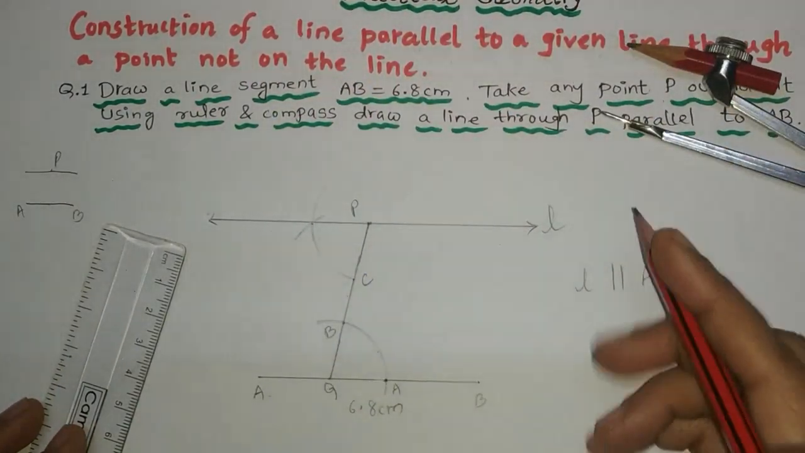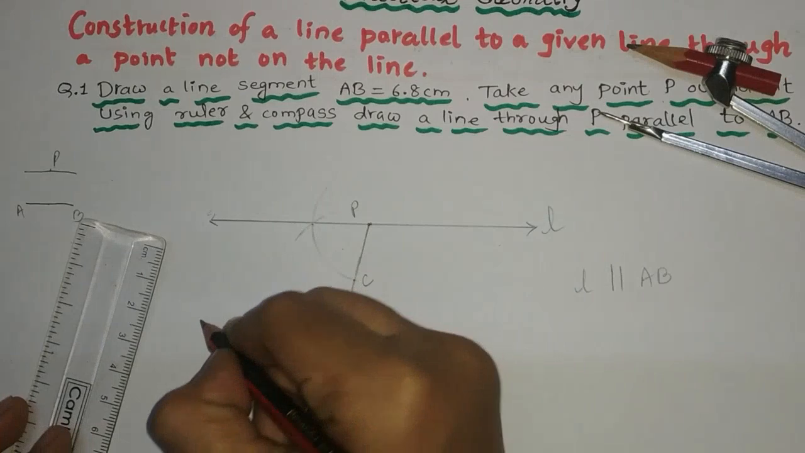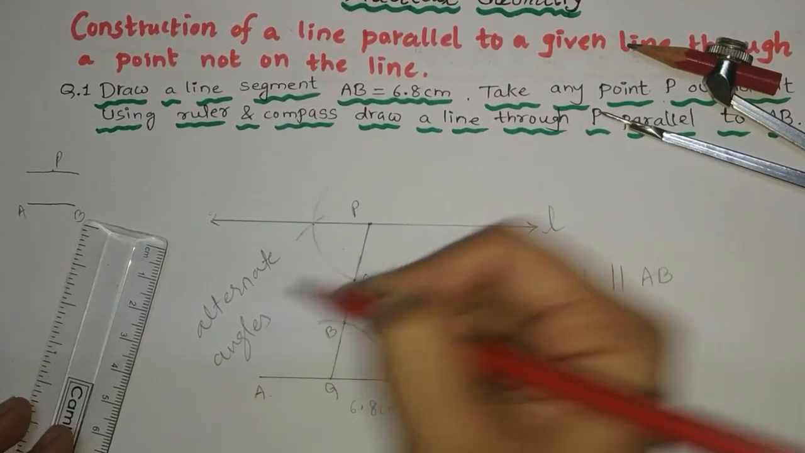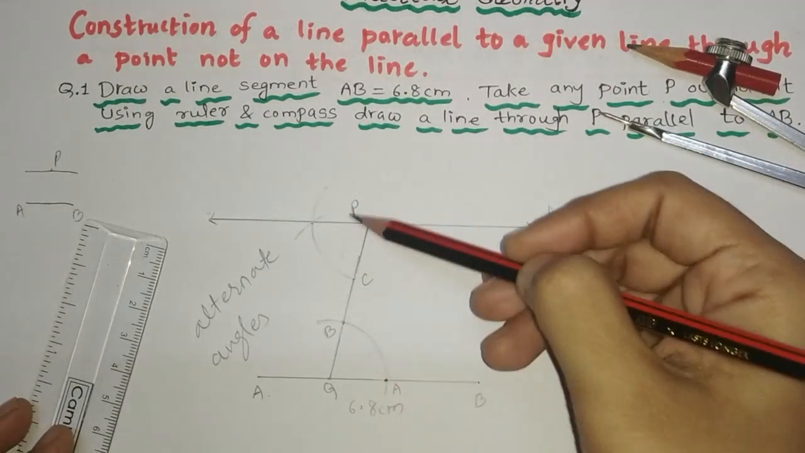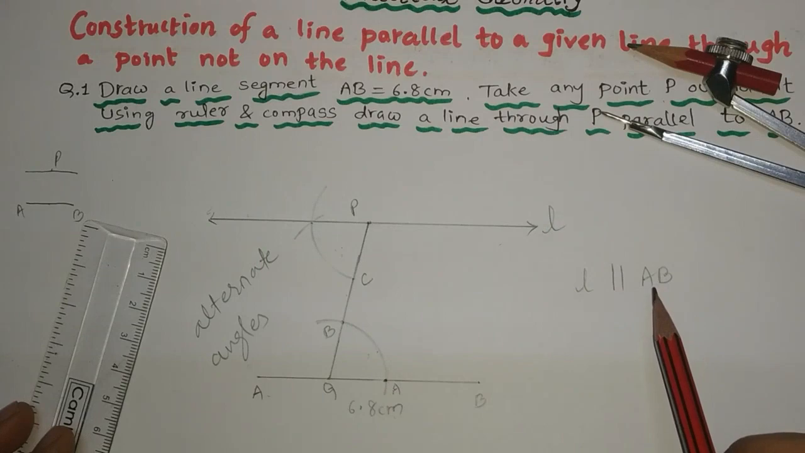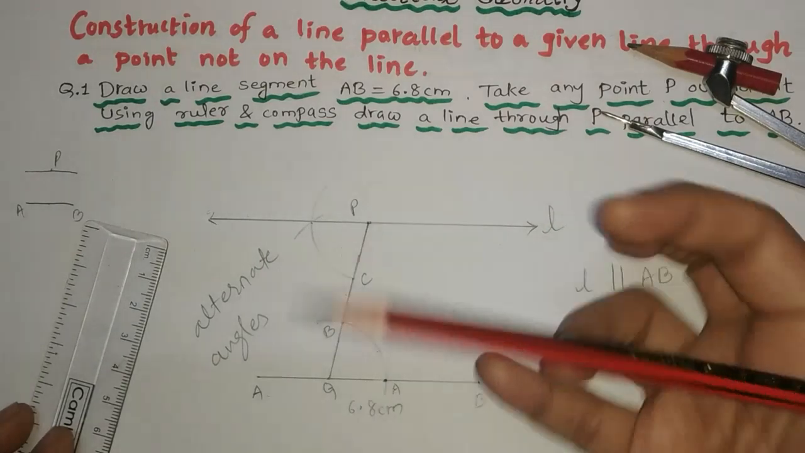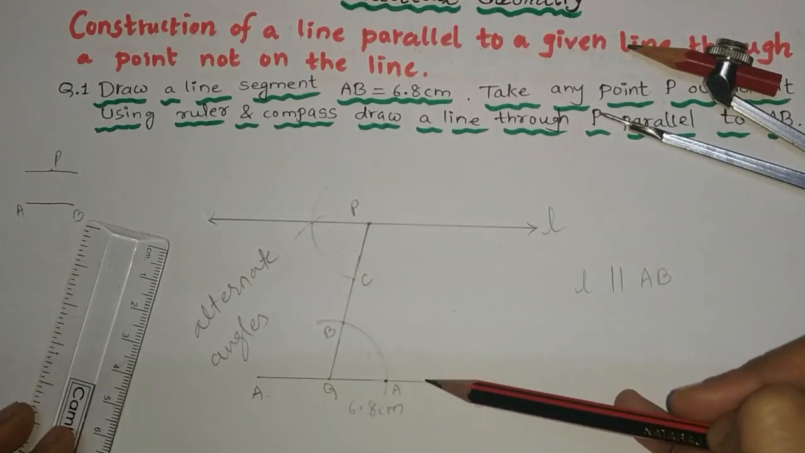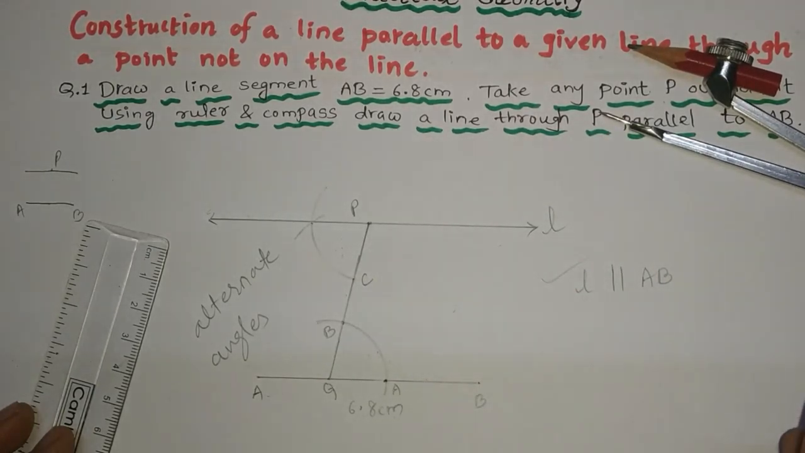So friends, one thing you have noticed is that we have made alternate angles. What we have made? Alternate angles. So if the alternate angles are equal in measure, then the lines are going to be parallel. This we have learned in our previous videos, okay? So here we have created alternate angles. These two are parallel lines. That's why we have proved it here.